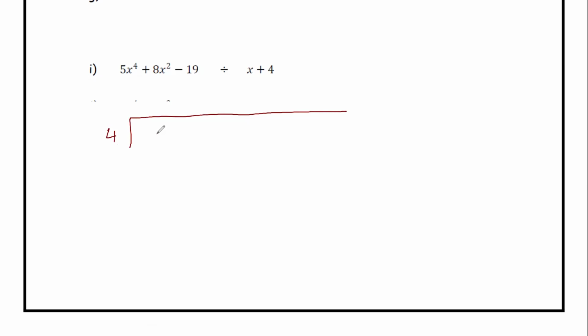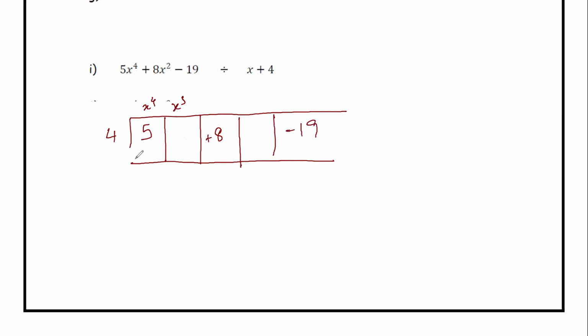So you got 4 and you got 5, and then leave a gap. x cube is missing, and then x squared is 8, positive 8. Leave a gap because x is missing, and you got negative 90. Bring down the 5. Yeah, bring down the 5. 5 4s are 20. Change the sign, negative 20, and then negative 20 into 4 is negative 80. Change the sign, so it's 88.